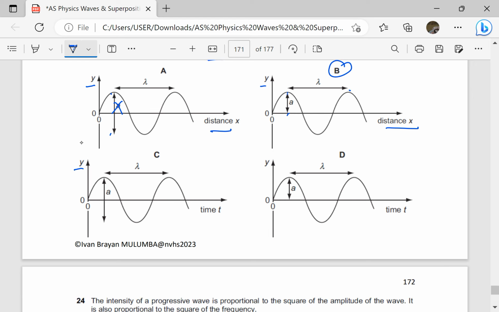This is displacement against time, but this is twice amplitude, so that is wrong. And this is wavelength, yet it is against time. This would be period. This would also be period, so the answer is going to be B.